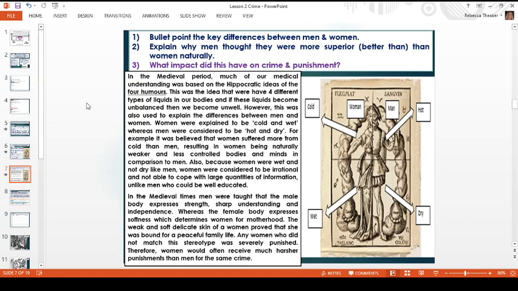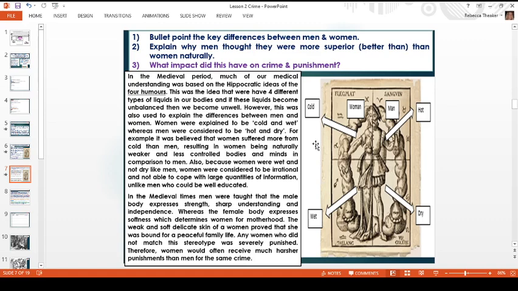Okay, so just to go over this really quickly before we move on. Key differences between men and women. What we can see is that people in medieval times are using their rather limited scientific understanding of illness, the idea that we have certain liquids in our body that make us poorly. So if we have a cold, then we've got a runny nose, so we've got too much phlegm, too much snot, that makes us sick.